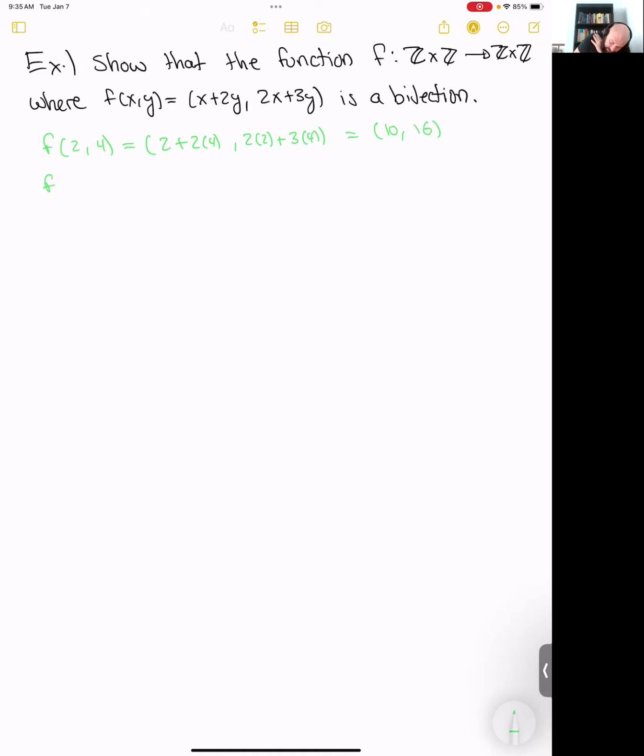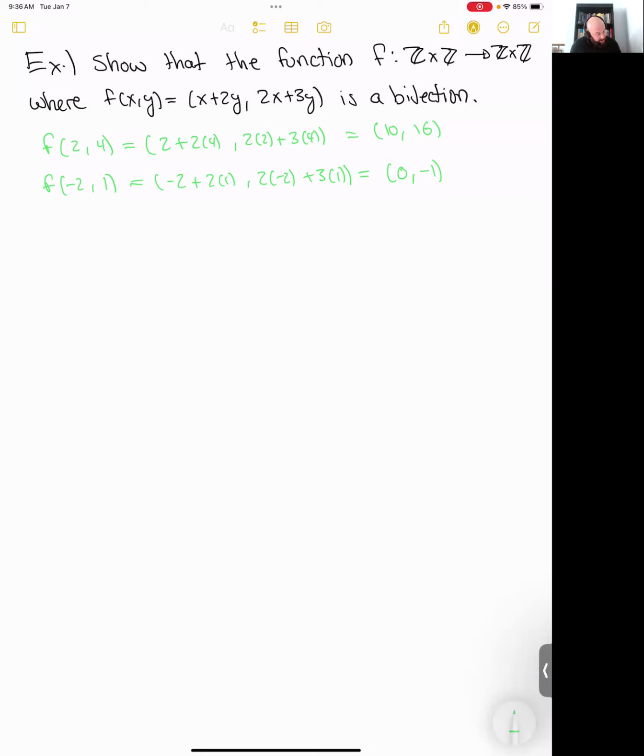And also we can plug in negative values. So if I plug in negative 2 comma 1, I get negative 2 plus 2 times 1, and I get 2 times negative 2 plus 3 times 1. So we get 0 comma negative 4 plus 3, so that's negative 1. Okay, and you can plug in all kinds of different values here. So again, it's the integers cross the integers to the integers cross the integers. So we get all the negative numbers, 0, and all the positive naturals.